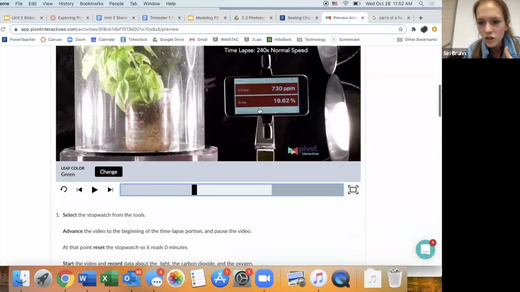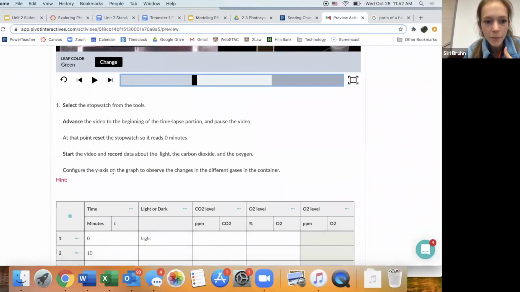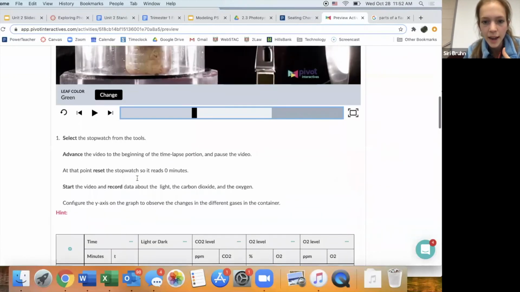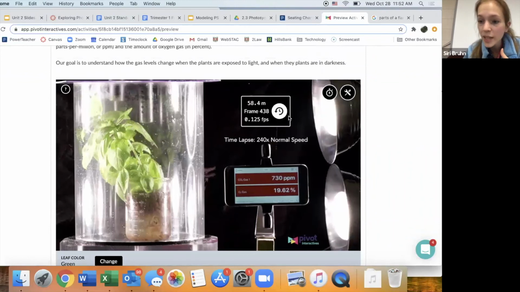So all these instructions are written down here when you see number 1. Here's the instructions that I'm telling you right now. But once you get to the time-lapse part, you advance the video to that point, you pause, and you're gonna reset your stopwatch by clicking on this little back button. So I set it to 0 minutes, and this is where my experiment starts, okay?